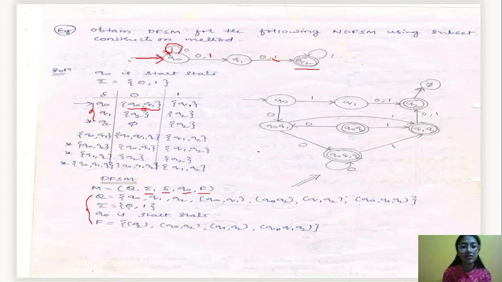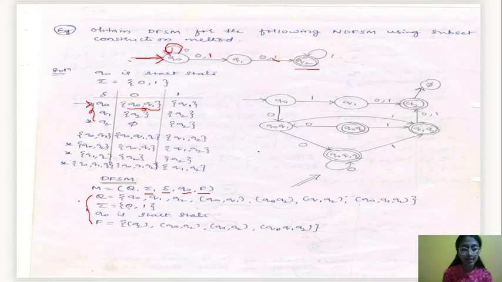Generally, if we know from the given diagram, Q2 is a final state, but they have marked an asterisk here also because the final state is present in this newly obtained state also. So that's why we need to mark the asterisk symbol for the accepted states. For the starting state it has to be an arrow mark.